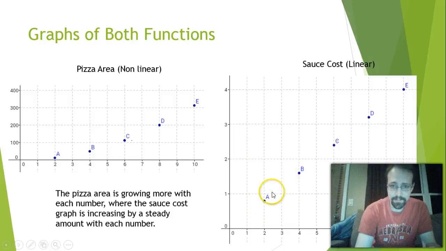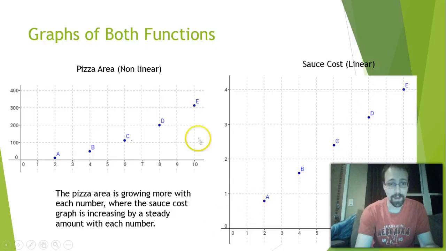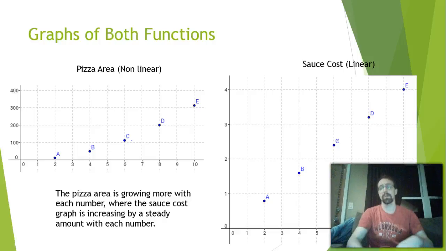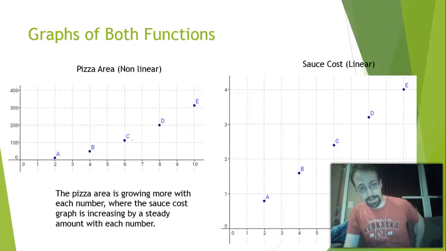The sauce cost, as it's moving up like a line. If I connected those dots, it'd make a line. The pizza area is growing more with each number, where the sauce cost graph is increasing by a steady amount with each number. So there you go. There's that.